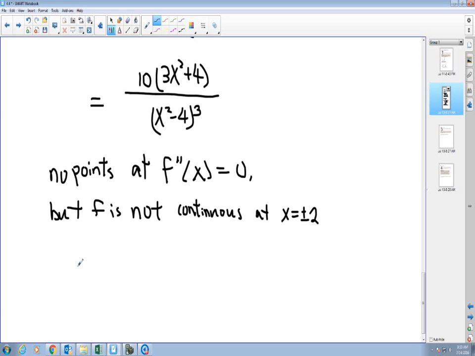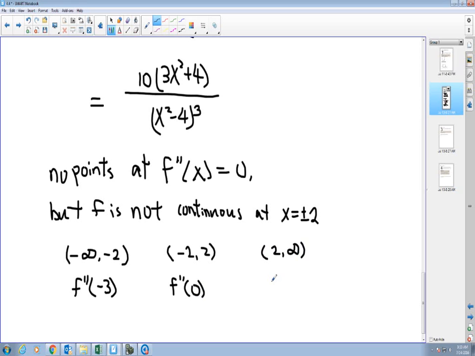So from the f prime, for the interval from negative infinity to negative 2, I'm going to use negative 3 for my test. In between negative 2 and 2, I can pick a testing value. I'm going to pick 0 this time. And from 2 to infinity, for my f double prime, I'm going to choose positive 3.